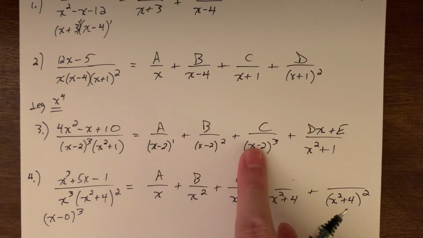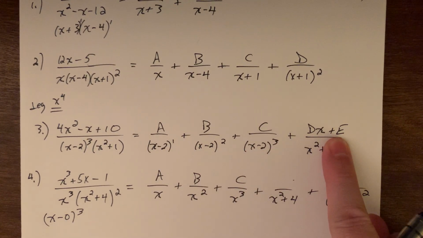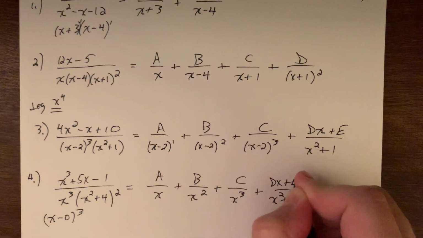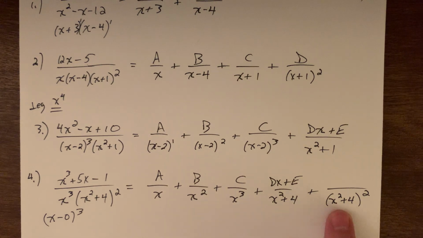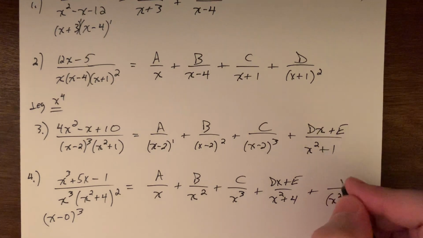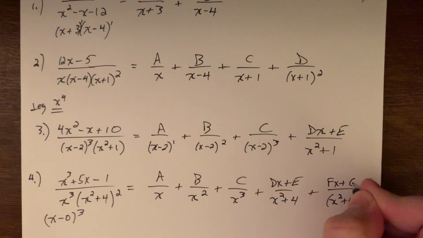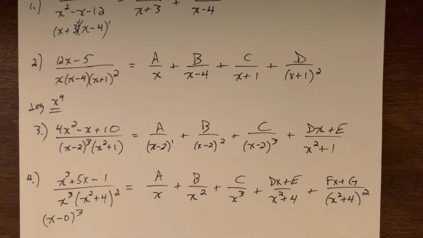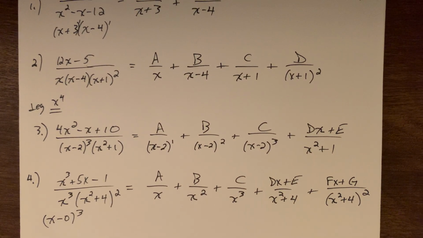But now just like we did here, that doesn't change the top. It's a degree 2. It can get an x term and a constant term. But then this one is also degree 2. So I'd have an fx plus g. That is the idea of decomposition.